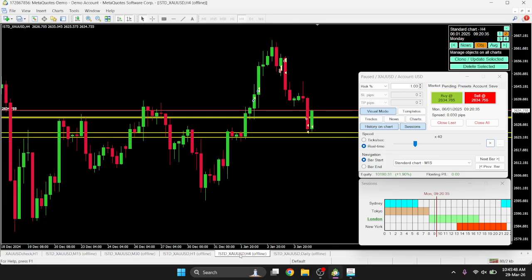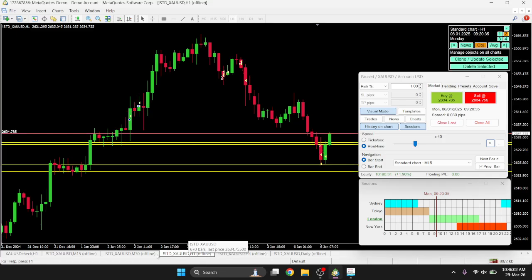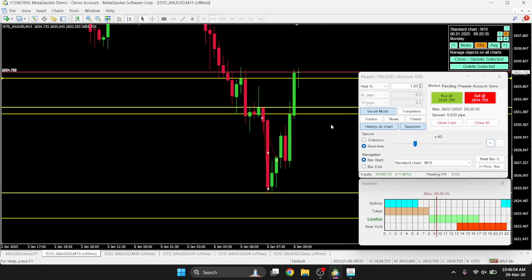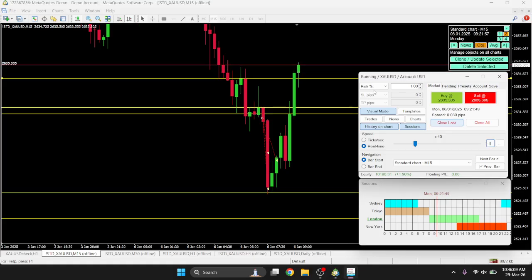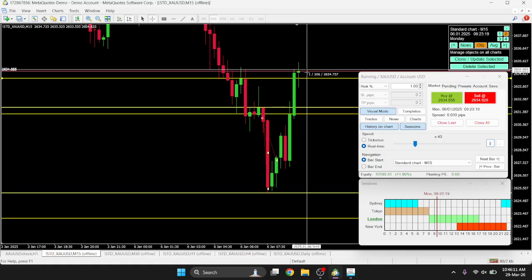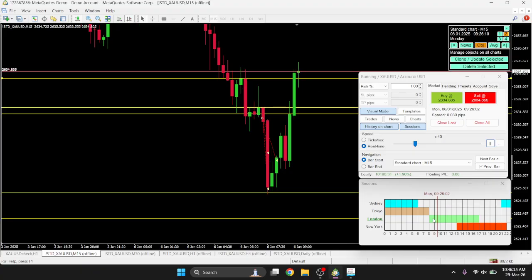Oh, but the previous 4 hour closed bullish. In this 4 hour candle, it can create an upper wick. So for creating an upper wick, it should move up, then create a resistance, then push down. So this is a very confusing situation. The market is pulling up. We can take a trade here.